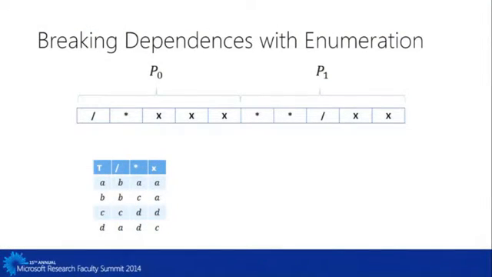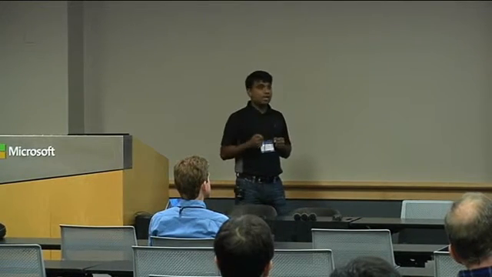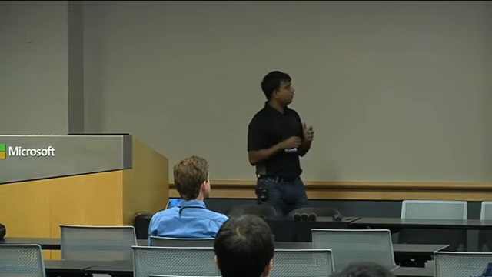Let's say I have a sequence of input, and I would like to parallelize it on 2 processors, P0 and P1. Now, for P0, I can start from the initial state and process 1 byte at a time and do the regular computation. But the question is what I'm going to do for P1. So remember the example I said before.